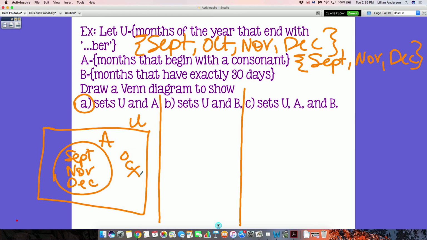What happens to B? We're not on B yet. So this one only concerned U and A. So we were only doing A? Yes.